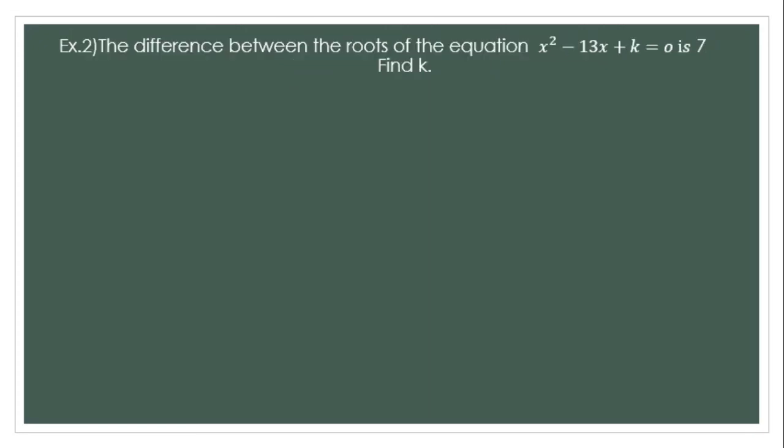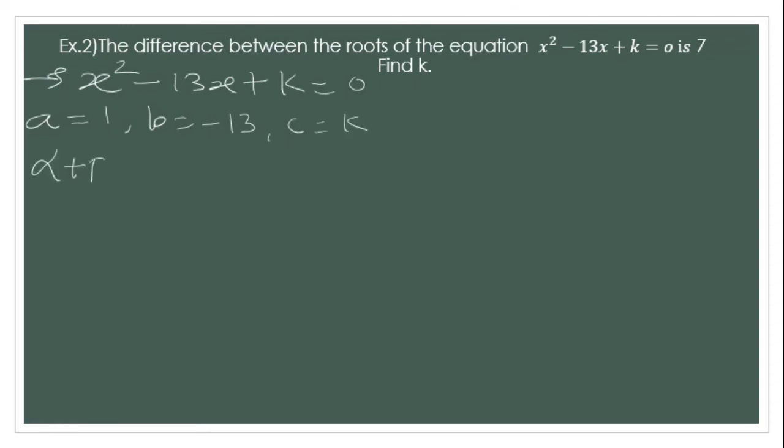Second example is, the difference between the roots of the equation x square minus 13x plus k equal to 0 is 7, then find k. Okay, हमें यहाँ पर दो roots का difference given है, वो है 7 और value पता करनी है k की. So सबसे पहले given equation लिखेंगे x square minus 13x plus k is equal to 0. Now comparing it with ax square plus bx plus c equal to 0, we get a is equal to 1, b is equal to -13 and c is equal to k.